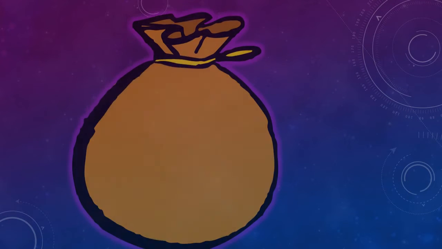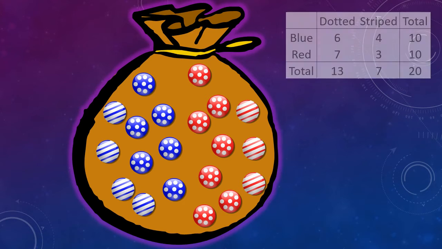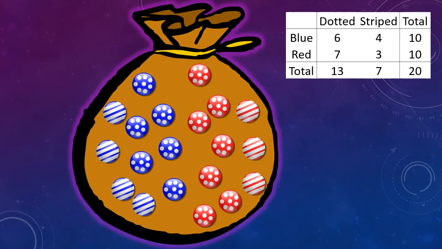Suppose you have a bag with a bunch of marbles in it. Some of the marbles are striped and the rest have dots on them. Some of the marbles are colored red and the rest are colored blue. Maybe it looks something like this. Say you have 4 blue striped marbles and 6 blue dotted marbles, 3 red striped marbles, and 7 red dotted marbles. This contingency table treats the marbles as a group of real objects.